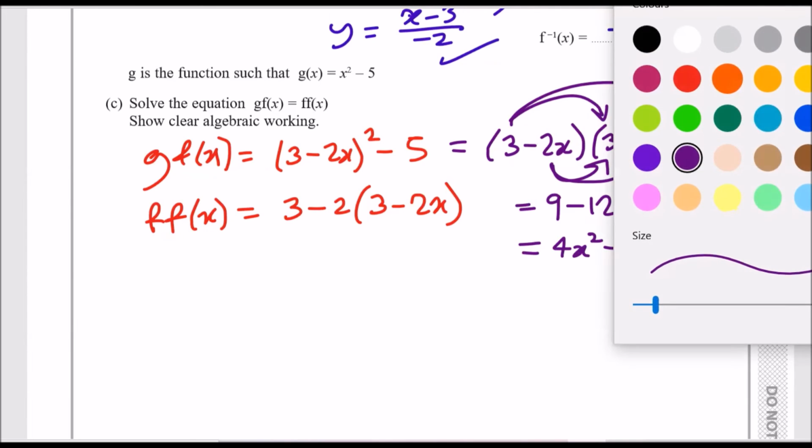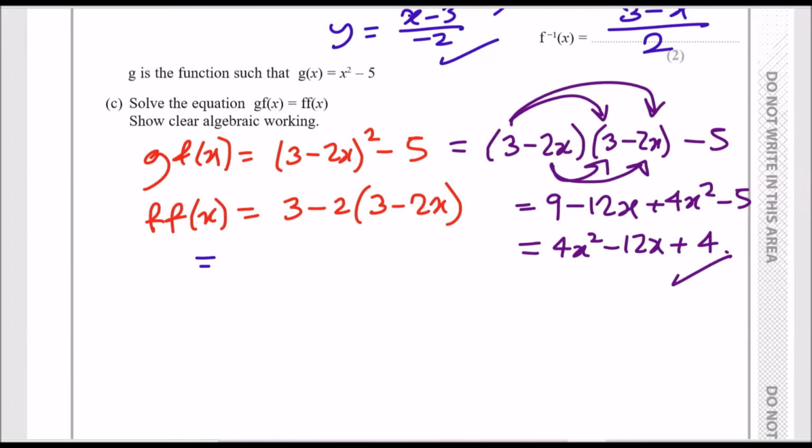As for the other one, f(f(x)), do the same thing, guys. For f(f(x)), you just expand the bracket. It'll be 3 take away, well, you've got minus 2 times 3 is minus 6. Minus 2 times minus 2x is plus 4x. Tidying this up, again I do this in order, so 4x goes first. 3 take away 6 is minus 3. And that's the other one done.